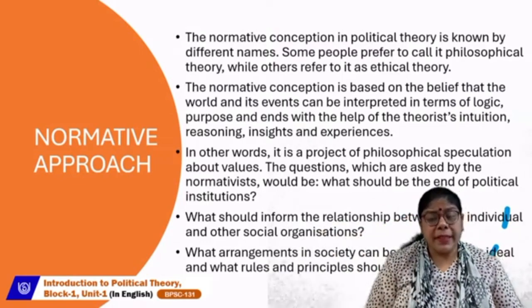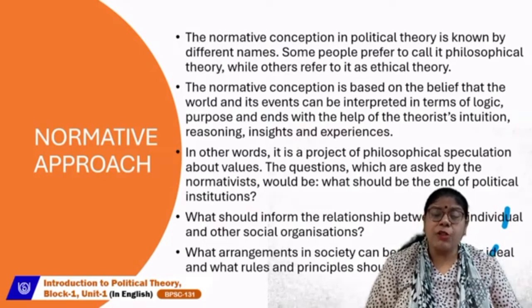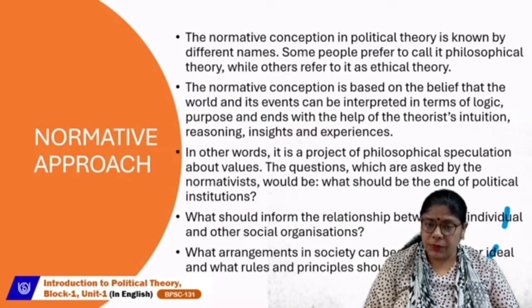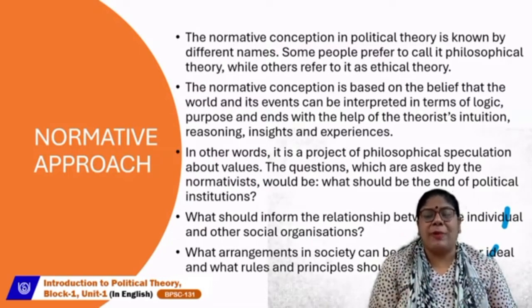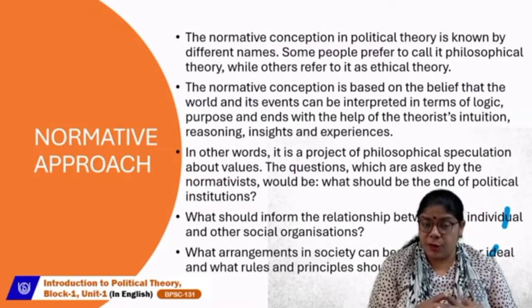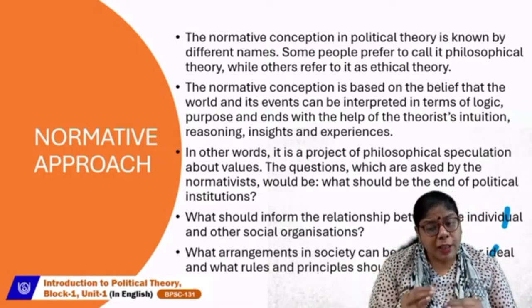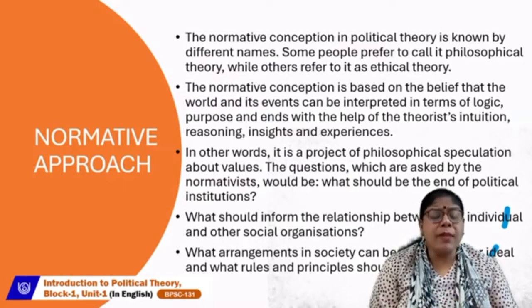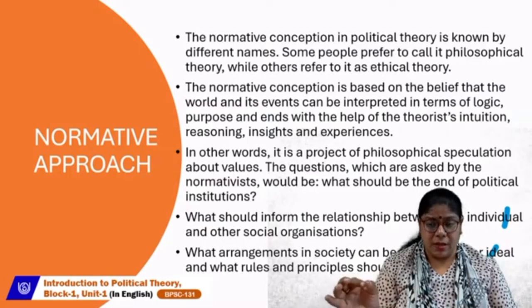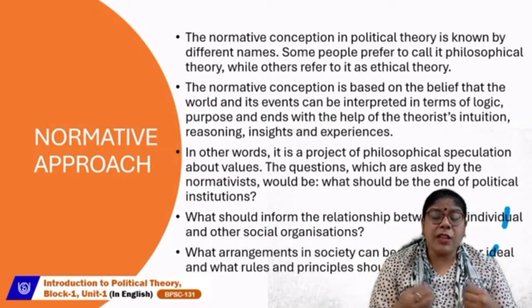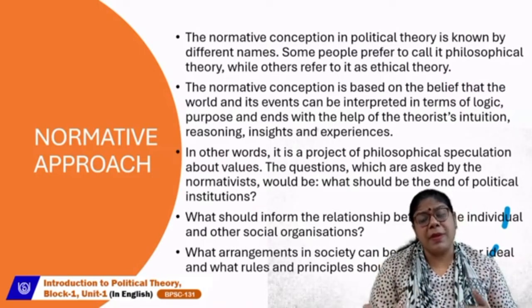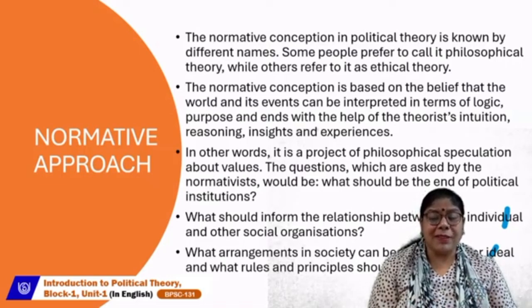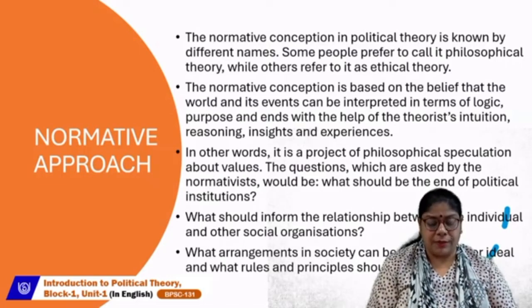What should inform the relationship between the individual and other social organizations? What are the factors which are responsible for the relationship between the individual and the social organization? And what arrangements in society can become the model or ideal, and what rules and principles should govern it? What are the rules and principles behind it, so that some arrangements can become the ideal arrangements?